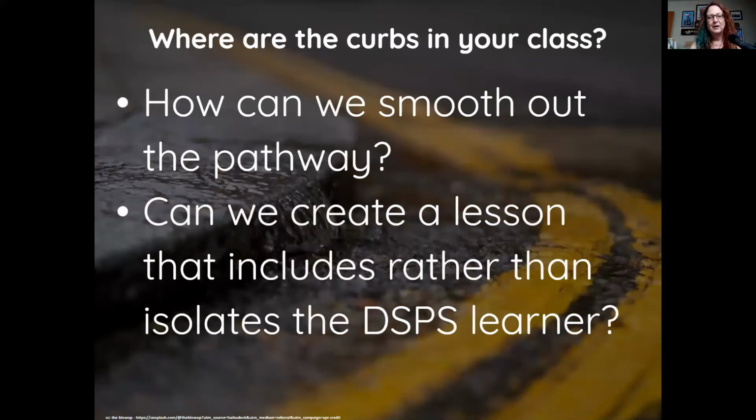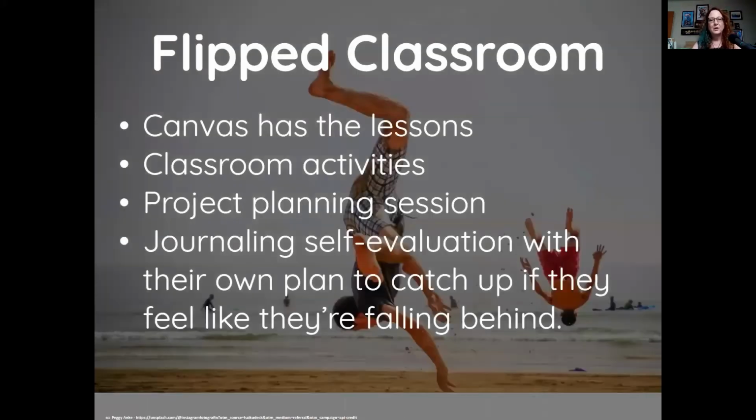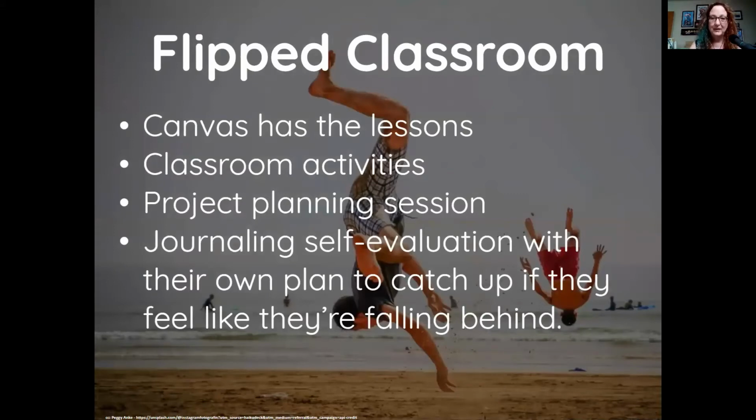So it's about the idea of looking at the curbs in your class and figuring out how we can smooth out the pathway. Can we create lessons that include rather than isolate our DSPS learners? So one idea is to do the flipped classroom. And Canvas has a lot of lessons in it, a lot of ways you can infuse your lessons with a lot of activity. You can also put in your classroom activities so that students who can't make it to class have those activities in hand.